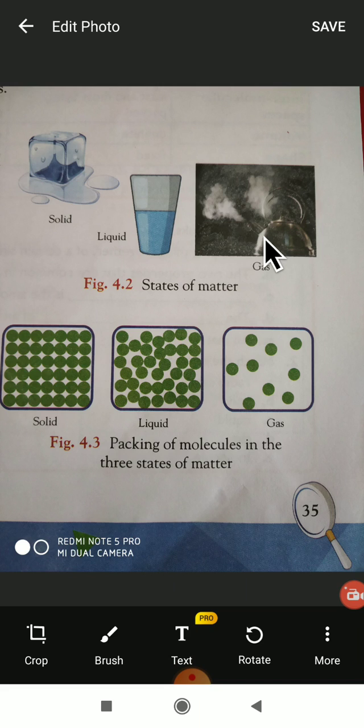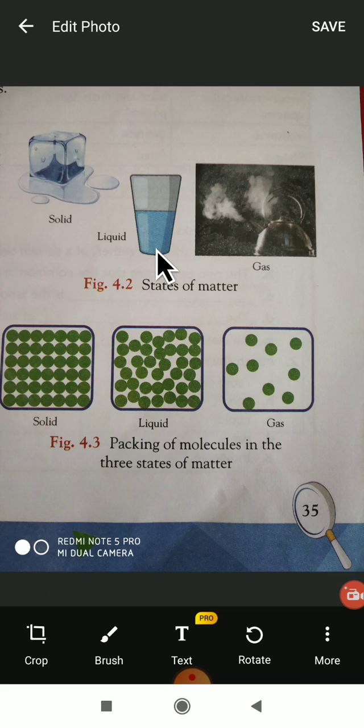I have given the information about all three states of matter, and how the particles are arranged in the solid state. You can see the picture here. In the solid state the particles are arranged very closely, because the intermolecular forces are very strong, so the molecules in the solid state are very close to each other.